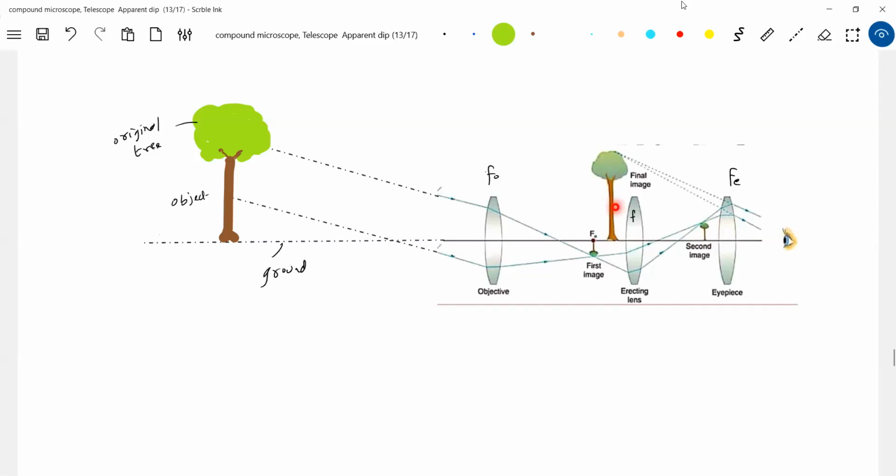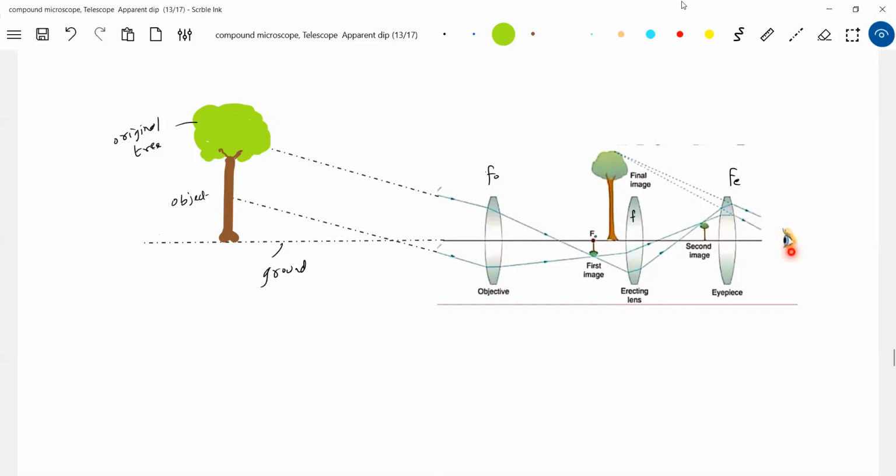Of course, the final image formed is not at the least distance of distinct vision, but at infinity. If the rays come parallel, it will be comfortable viewing. So we can use the terrestrial telescope like this also. It's not compulsory that it should be normal adjustment, but usually we prefer normal adjustment.